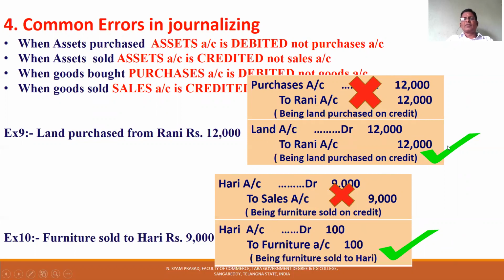What is right? When a fixed asset is purchased, that fixed asset account is debited. When a fixed asset is sold, that fixed asset account is credited. Using furniture account and land account is correct. Using purchase account or sales account is wrong. This is the common mistake made by the students. So once again, what are the common mistakes? Purchase account is used only for the purchase of goods. Sales account is used only for the sale of goods, not for fixed assets.